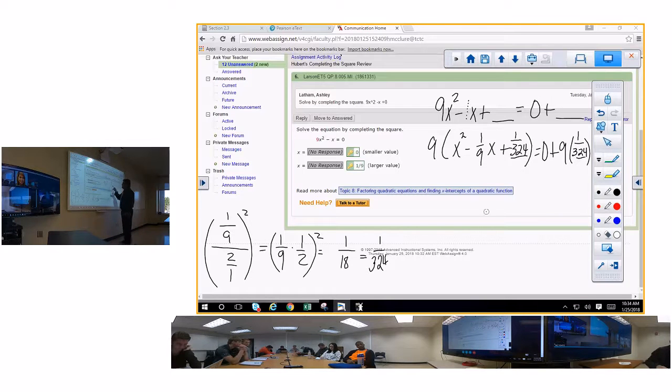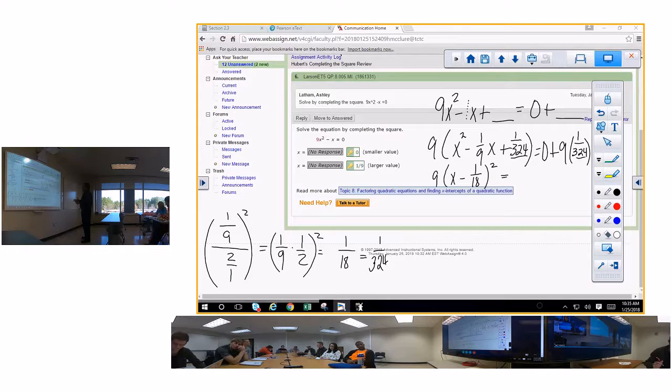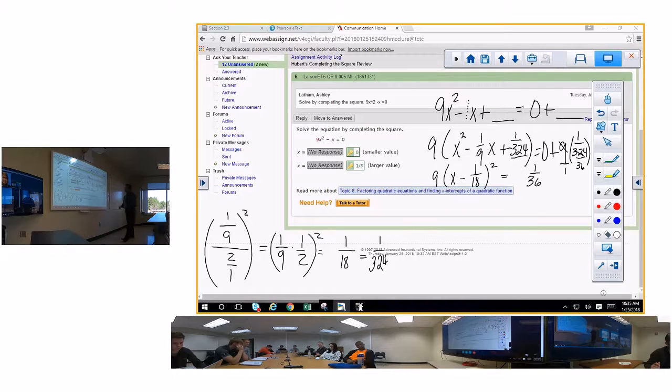That gives you shortcut number 2. 9 times x minus 1 over 18 quantity squared is equal to, will 9 go into 324? Well, 9 will go in 3 times. That'll leave 27. That'll leave 54, which is 6. 9 times 36. Okay, 36, so that's good. So that'd be 1 over 36. That's 9 over 1, so 9 cancels 36. There we go. And now there's your vertex, which we're not worried about.